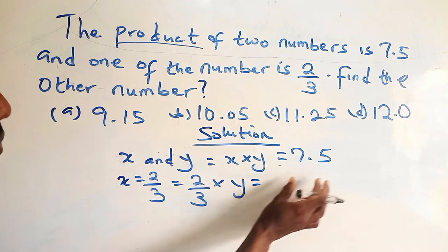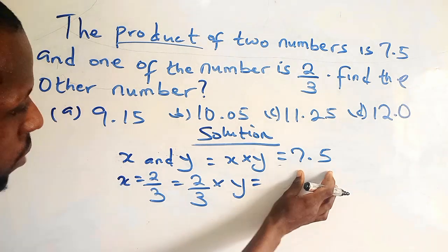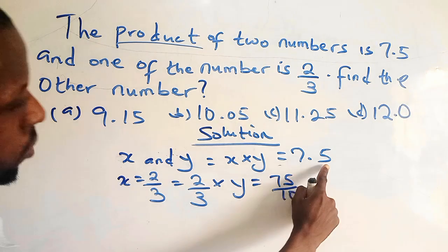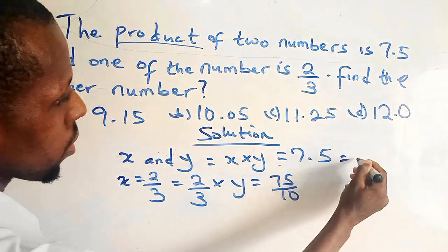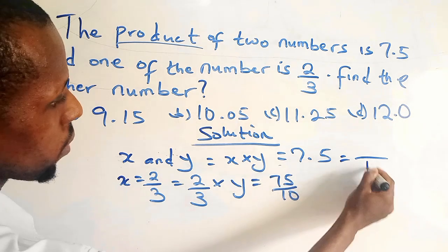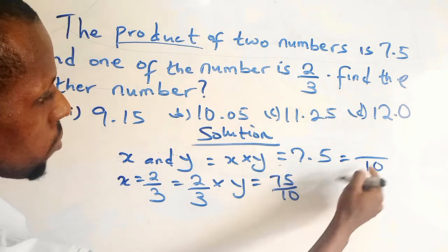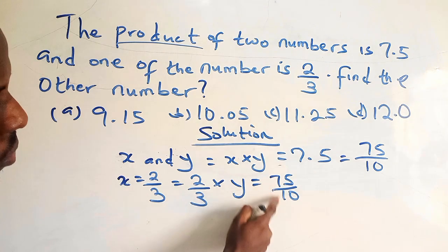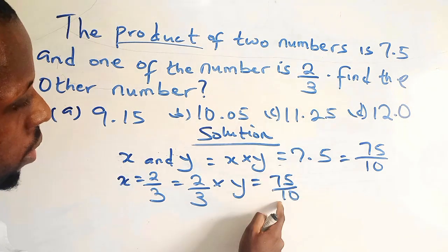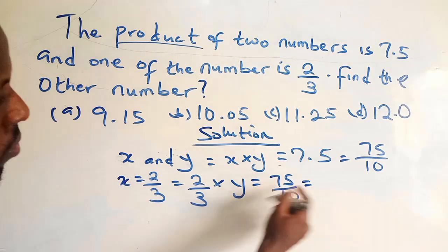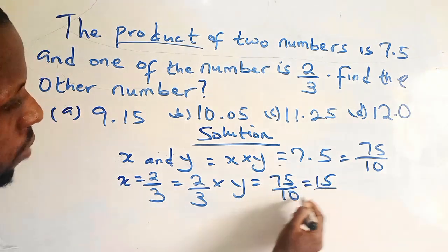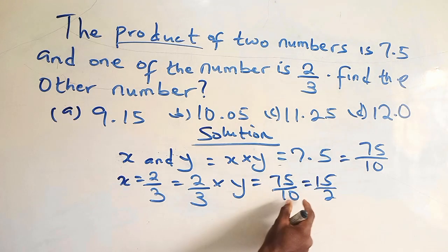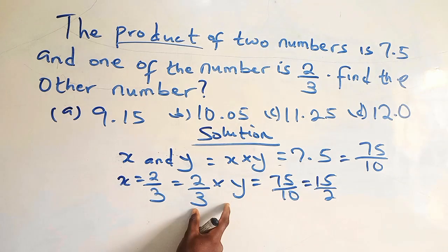I'll equate everything to 7.5, which is the same thing as saying 75 over 10. How do I do that? I change this to a fraction by moving the decimal point: the point turns to 1, this number turns to 0, so I have 75 over 10. Here I can still reduce further, using 5. 75 divided by 5 is 15, and 10 divided by 5 is 2. When you reduce it this way, we can replace it when we are solving now.